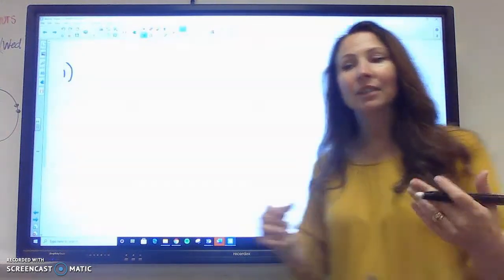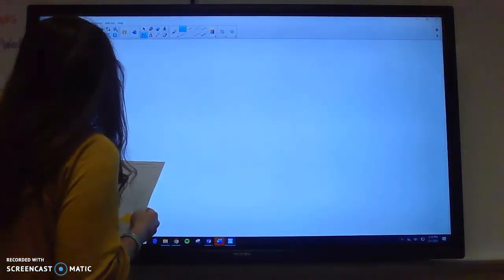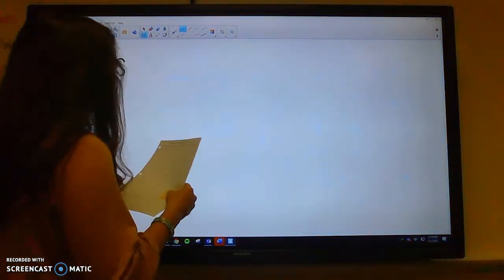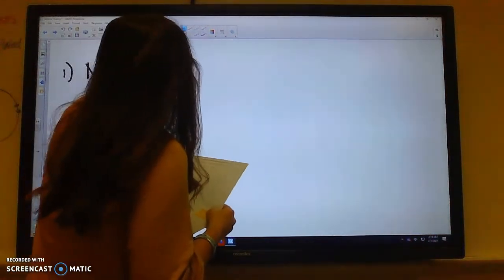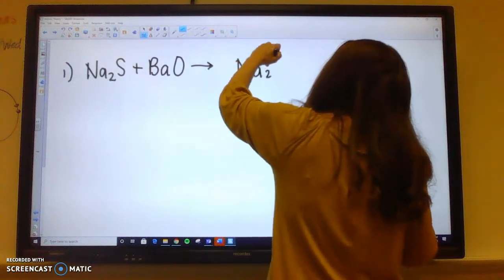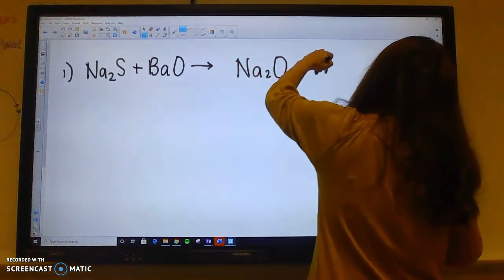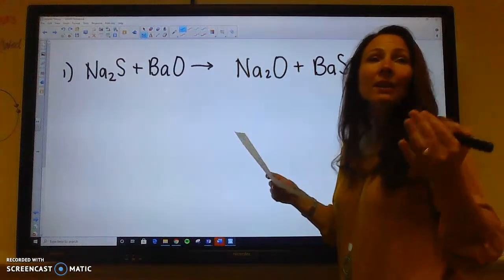So in a reaction, for example, this first one, we have Na2S. You don't have to write anything down because this is what's given. Plus, all right, so we have sodium sulfide, barium oxide, making sodium oxide and barium sulfide. They give us some masses.